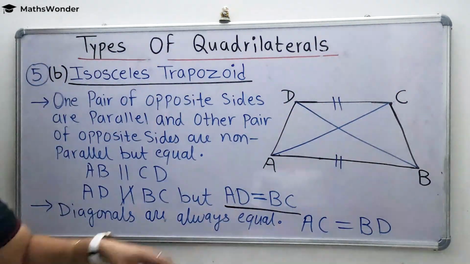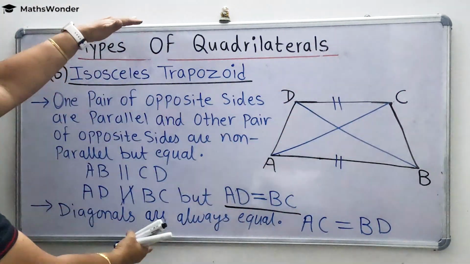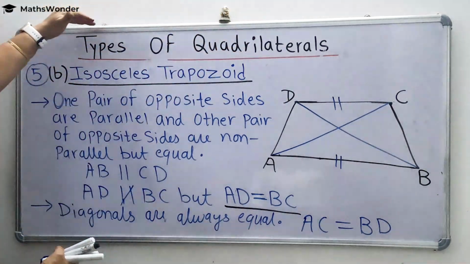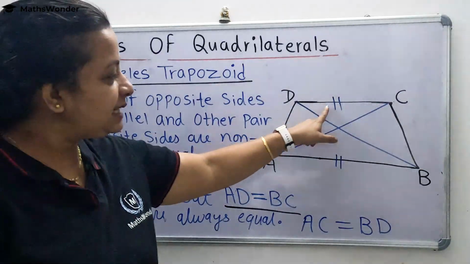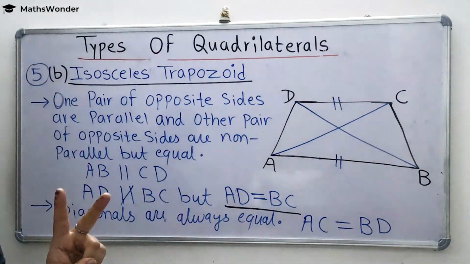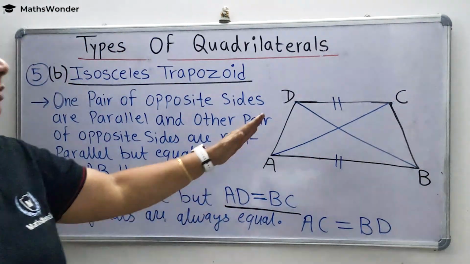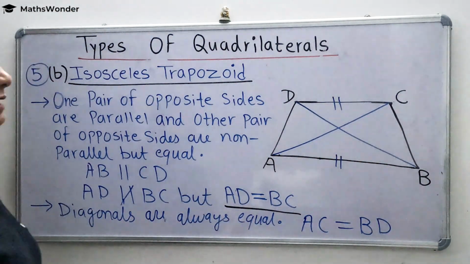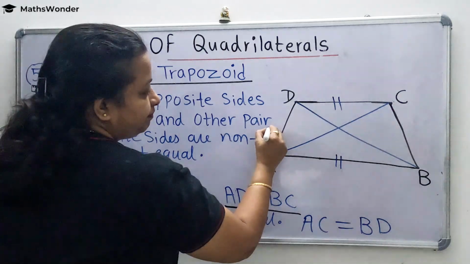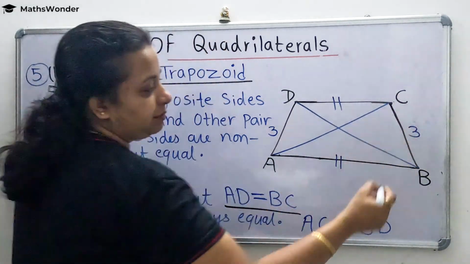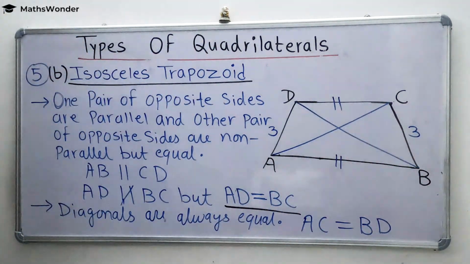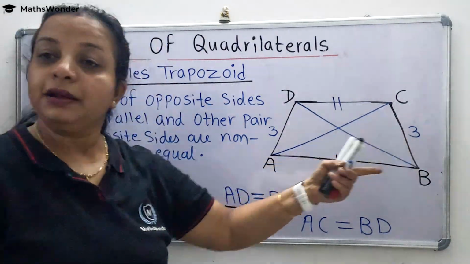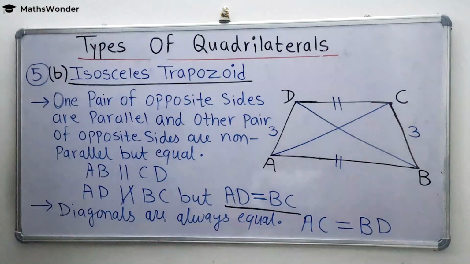So these are not parallel. But DC and AB are like my board: if you extend opposite sides, they will never meet. So DC and AB are the parallel sides. But these two sides are not parallel but equal in length. Suppose this is 3 centimeter, this is also 3 centimeter. But in a normal trapezoid, if this side is 3 centimeter, the other side is maybe 5 centimeter, like this.